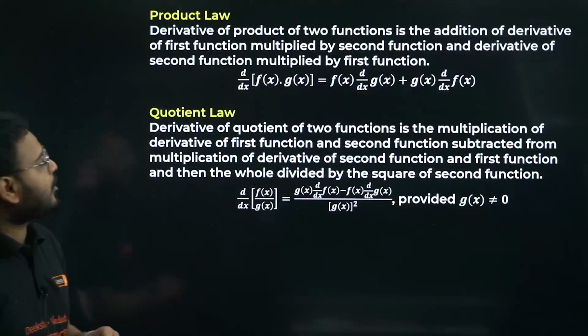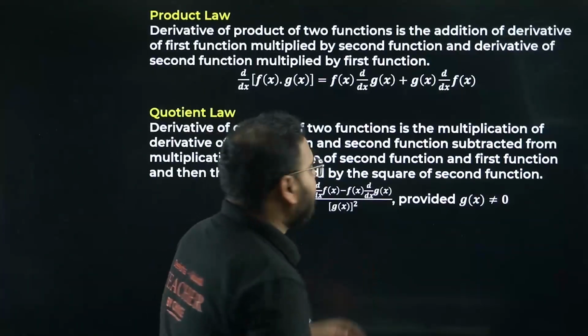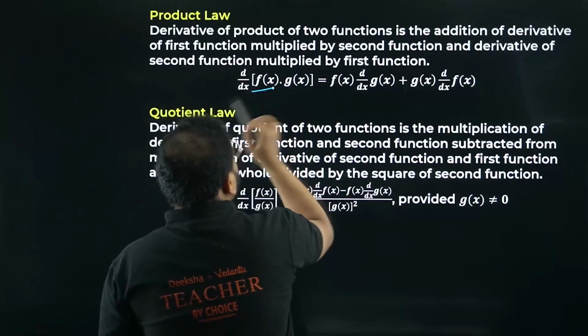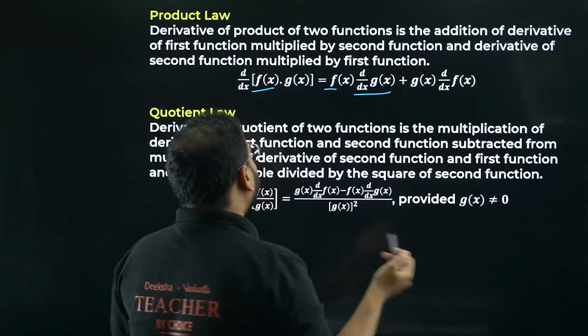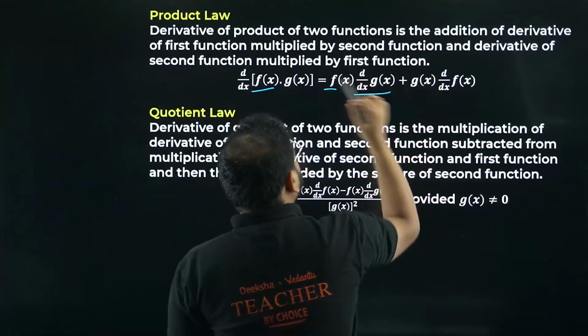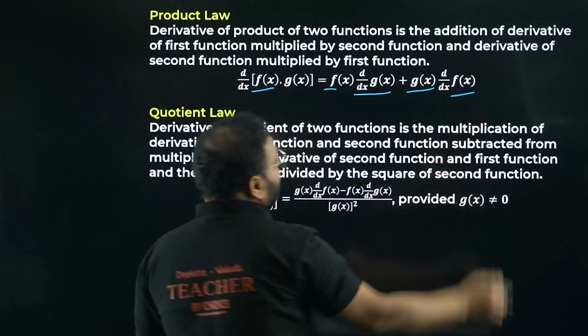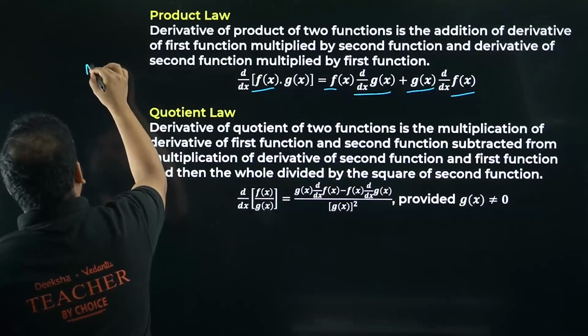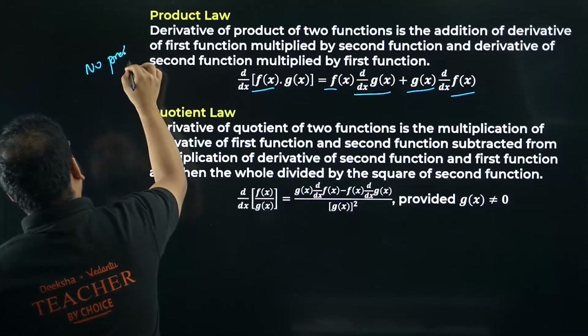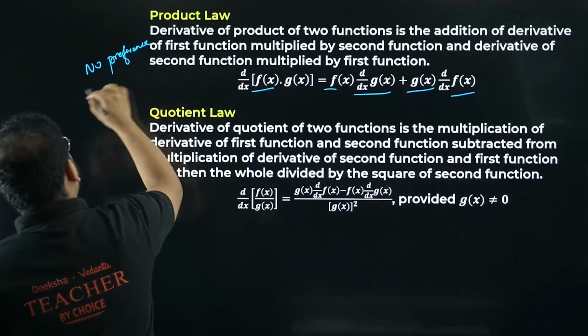Moving on, product law, what we can do is, remember this, we have done this in PU2, keeping f(x) as it is, taking differentiation of the g(x), okay, then keeping g(x) as it is this time and taking derivative of f(x). In the case of product law, we don't have any preference, no preference in the case of product law.